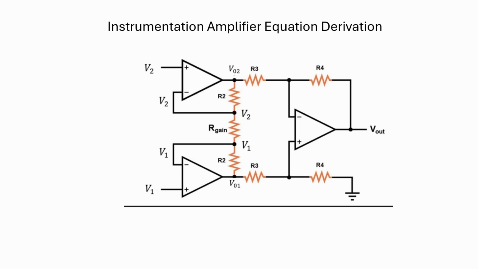It will explain the derivation of the Vout equation for the instrumentation amplifier. So it has three op amps. The first two op amps are non-inverting amplifiers, and the third op amp is a differential amplifier. So it has two voltage inputs, V2 and V1. We know this input terminal has the same voltage. Those voltages are equal, and these two terminal voltages are equal.